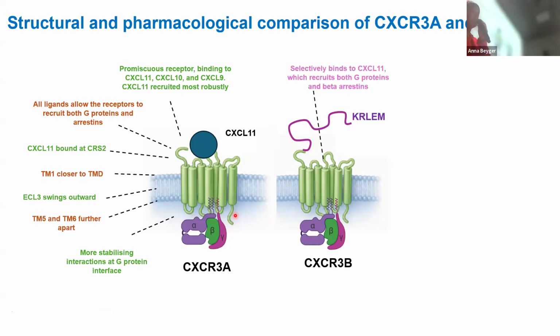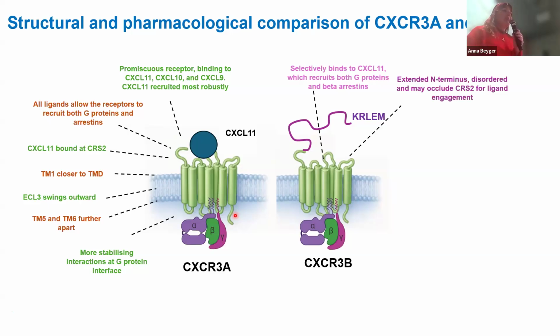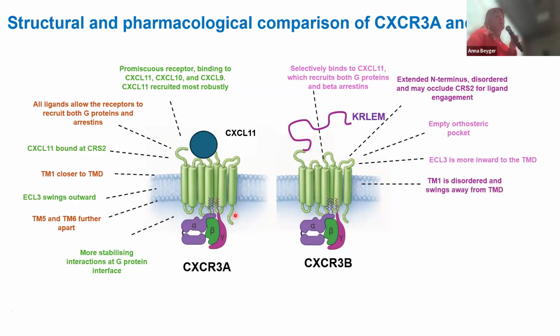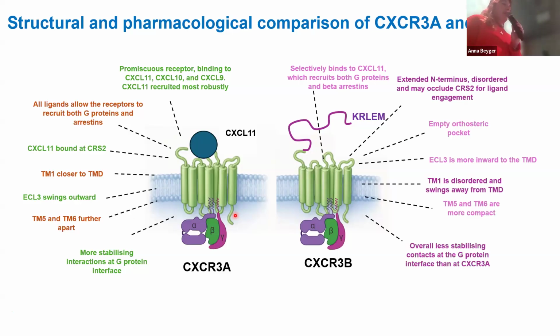When we extend that to CXCR3B, we could see that it selectively binds to CXCL11, which recruited both G proteins and arrestins. The extended N-terminus wasn't really captured, and it's possible that it could occlude or create a conformationally larger, flexible site for the ligand to bind. We also saw several conformational differences, such as extracellular loops swinging more inward, TM1 being more disordered and further away from the TM5, and TM5 and 6 being more compact. And overall, there were fewer stabilizing contacts at the G protein interface than in CXCR3A.